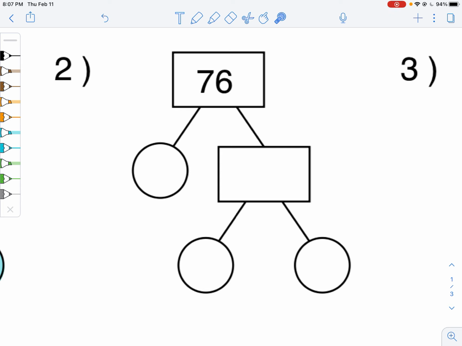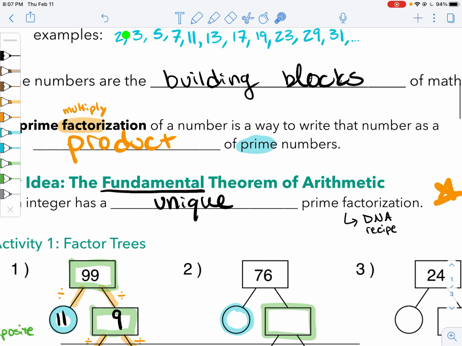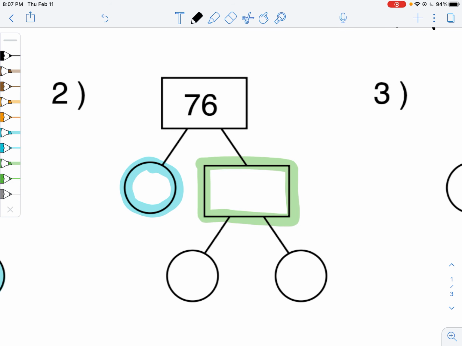Look at 76. Now we need to come up with a prime number times a composite number. My favorite go-to is I just look at the list and start from the bottom and then go up. Always start with 2. If it's even, always start with 2. Get rid of that 2. So we're going to say that 76 is 2 times, well, 76 divided by 2 is 38.